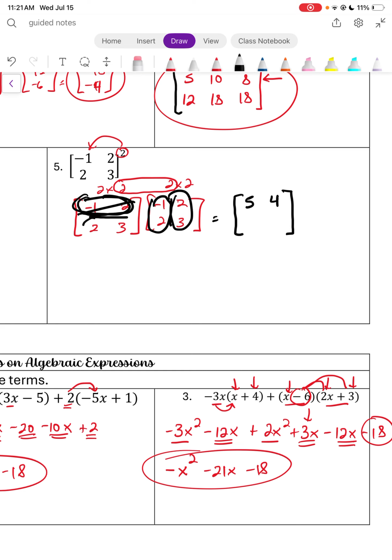We're going to now go to the second row. 2 and 3, dot them with each. 2 and 3 with -1 and 2 gives you a -2 and a 6, which is 4. 2 and 3 with 2 and 3 gives you a 4 and a 9, which gives you 13. There is the square of your matrix.